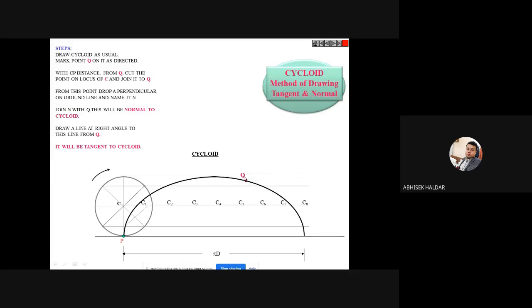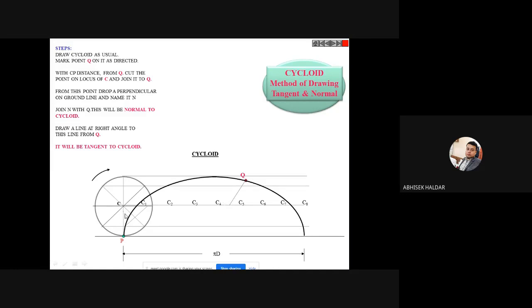At this point Q, to draw the tangent and normal, the first step is to take my compass and take this CP length. I repeat, I have to take this CP length, that means the radius of this circle. CP is the radius of the circle. So I will take that much arc in my compass, put one leg of my compass at this point Q, and cut that arc.